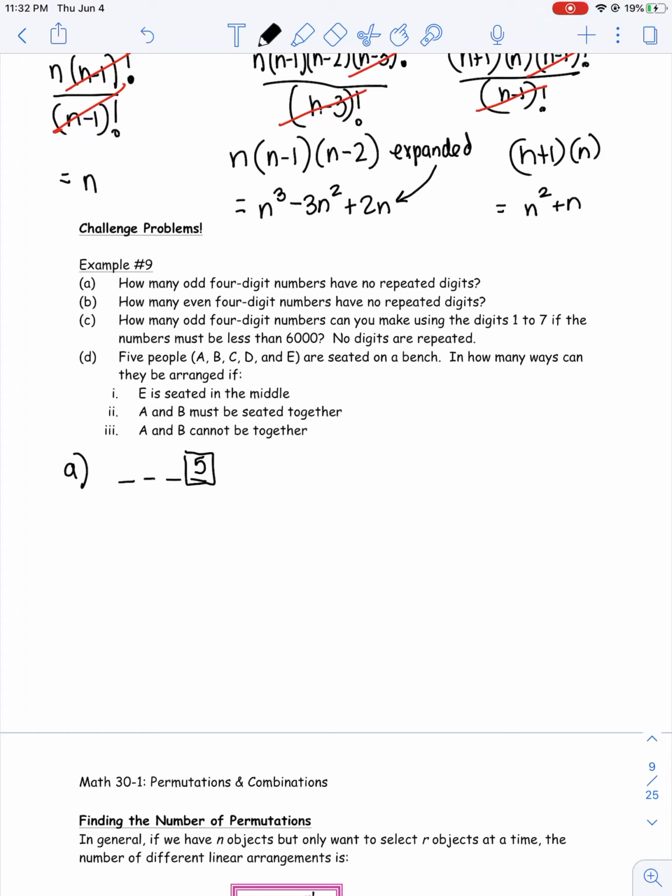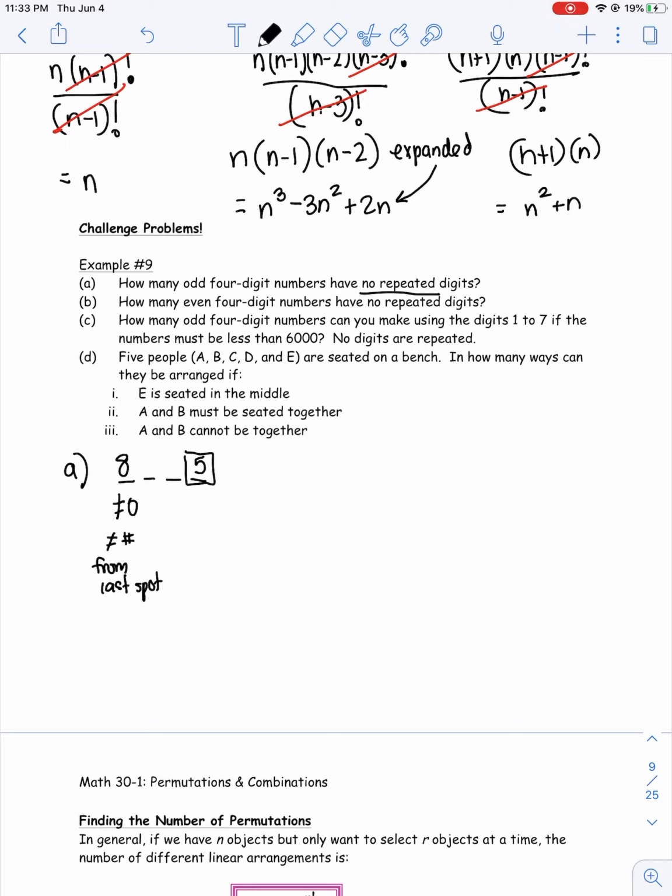Now we go to the first spot. The first spot is not allowed to be 0, because if I put a 0 there, that would make it a 3-digit number. And the rules say I have to have a 4-digit number. So I can't use 0, and I cannot use the number from the last spot, which means there's 8 choices, because normally I have 10 choices, but because I've taken off 2, meaning 0 is not allowed and the digit that I have in the last spot is not allowed, there's 8 choices left because I cannot repeat, no repeated digits.